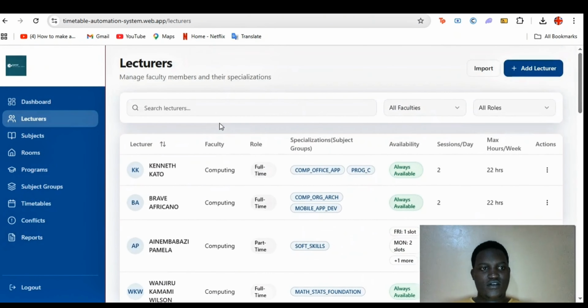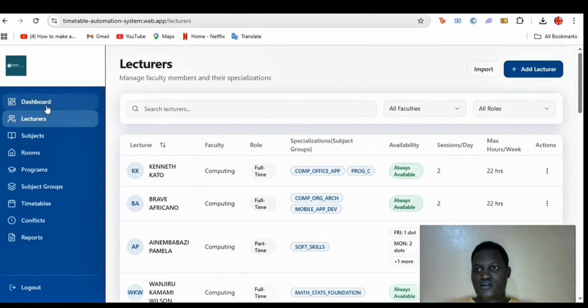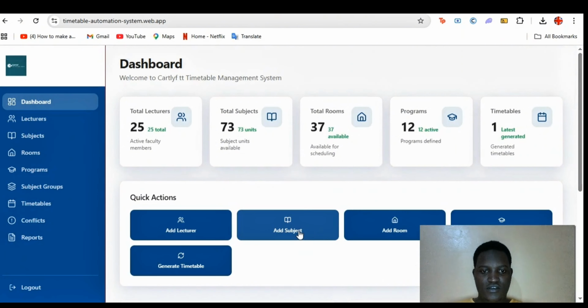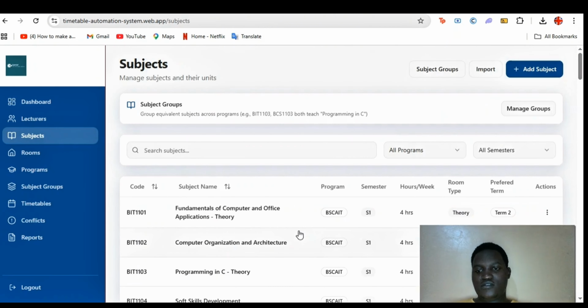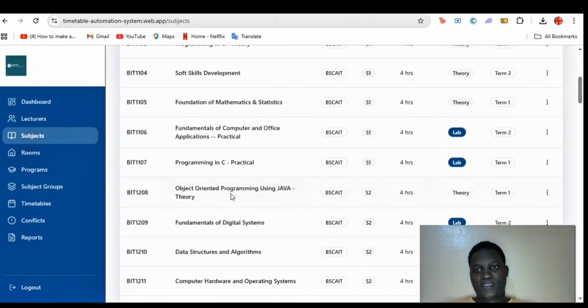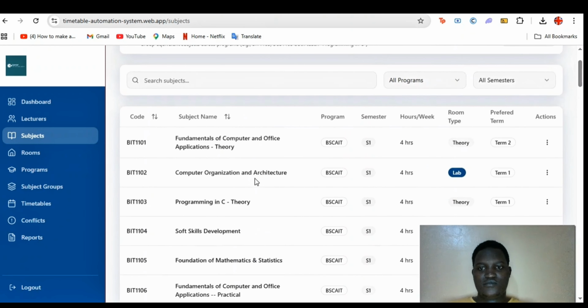So yeah, this is how you add in your lecturers. Let's jump right into how you could add subjects. Subjects could ideally be your course units, or the different units that are offered to different programs. BIT, computer science, all those are programs, but all those programs have units that are offered to them. So, for example, programming in C, soft skills development.